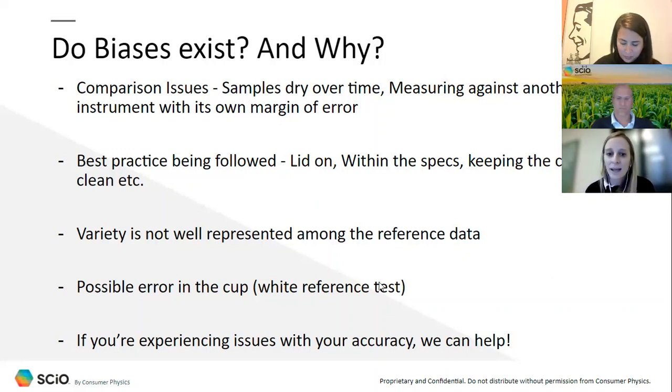Another reason why you might get a bias in your cup, which is a less common reason, but we do see it, is that the variety is not well represented in our reference data. So if you've got an unusual variety that you're testing, it's possible that a bias will come up because of that. It is possible also that there is an error in the cup. And because of that, we have a white reference, a self-test, which is basically a way for you to be able to test the functionality of your cup. We recommend that you do this once a month, but definitely if you're seeing any issues, we really recommend that you run it through that self-test, and that will identify if there are any existing problems.